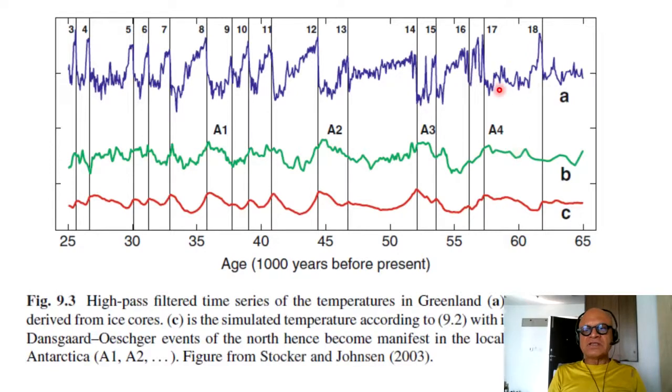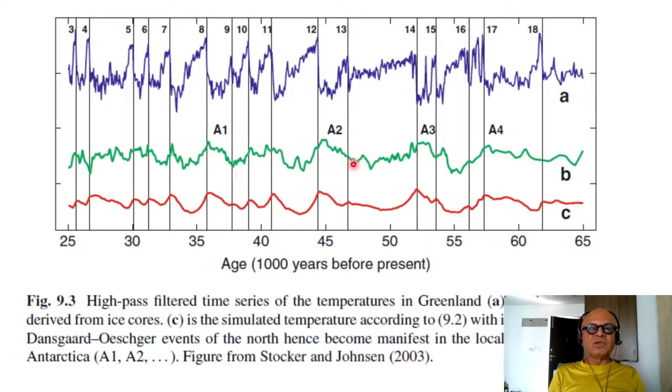So you are taking this and trying to predict Antarctic temperatures derived from ice cores. C is simulated temperature according to 9.2 with input A. So you are assuming Tn is given and you're trying to reproduce this. And the abrupt Dansgaard-Oeschger events of the north hence become manifest in the local isotope maxima in Antarctica.